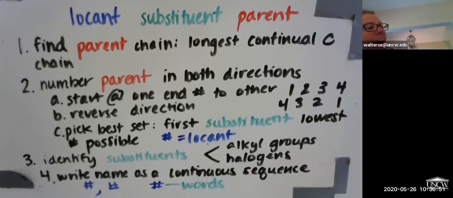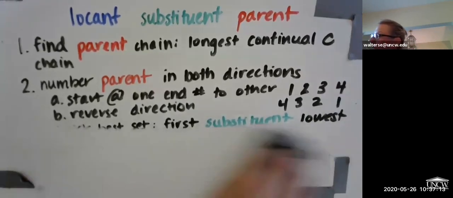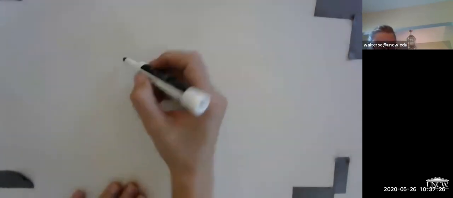Does everybody have these words down, the rules down, so that we can start identifying a parent chain? Does anybody need more time? Okay, I'm going to erase this. All right. All right, so on the next slide, if you have them, you see a molecule. It's pretty complex, so I'm just going to draw it one time.